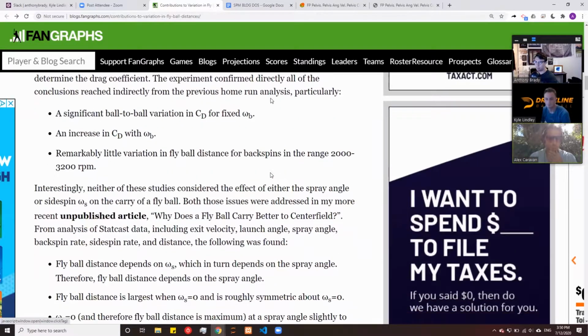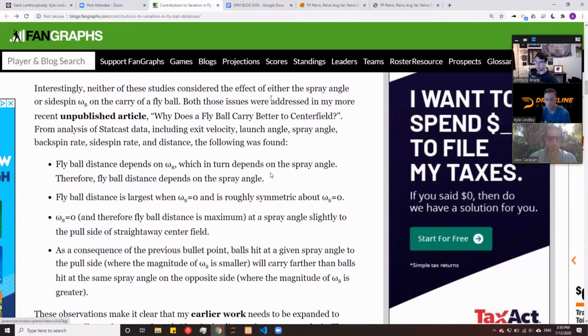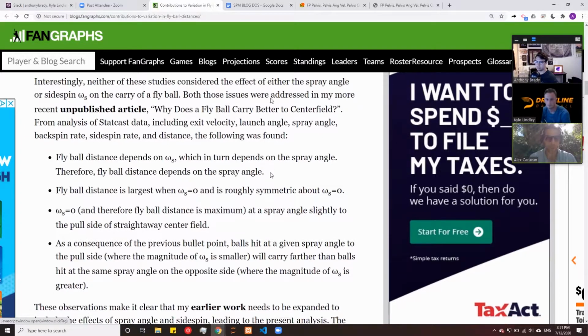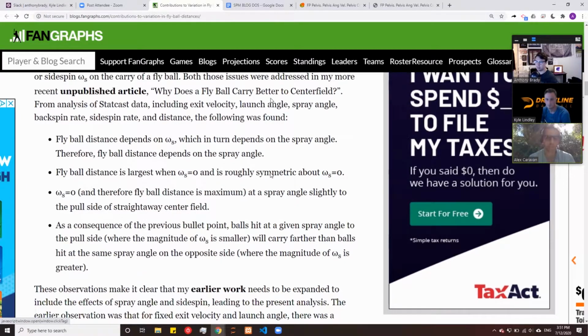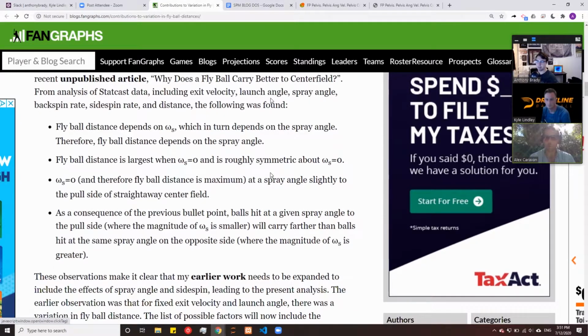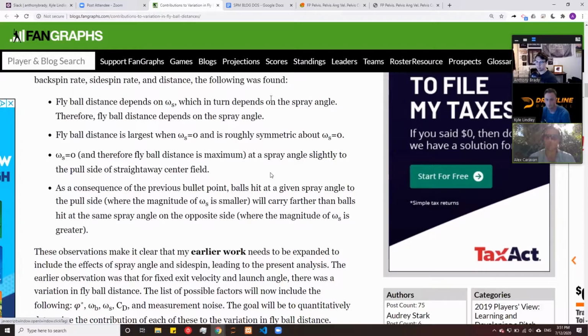Zooming a little bit here to give the audience context, he recently this year wrote an article called "Why Does a Fly Ball Carry Better to Center Field?" The large conclusions taken away were that fly ball distance also depends on side spin, not just backspin. Side spin itself is determined from the spray angle, like spin direction a bit. So essentially, the distance is impacted by spray angle. The distance is maximized when there's no side spin, and it's symmetric.